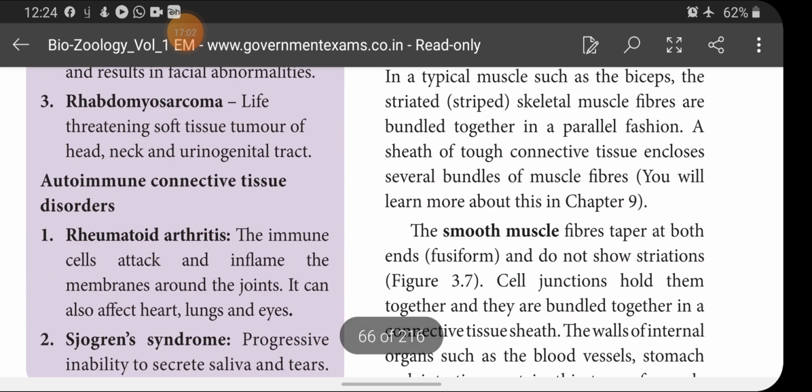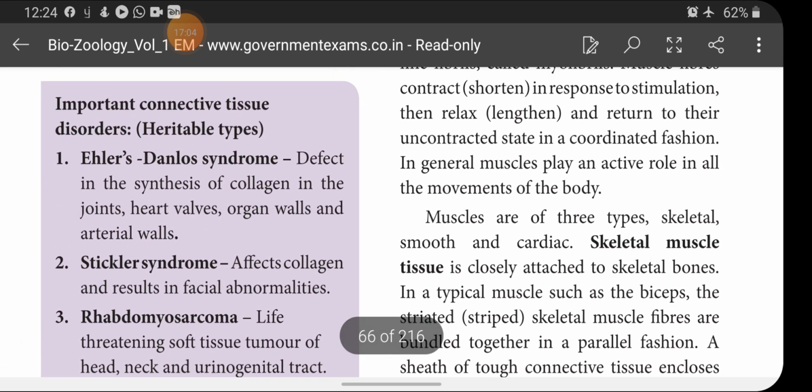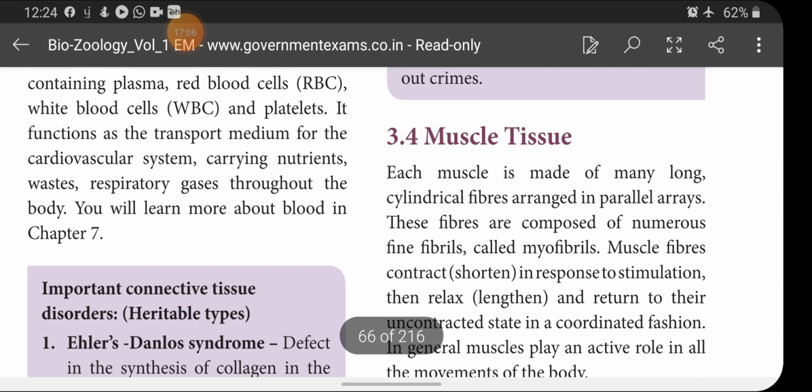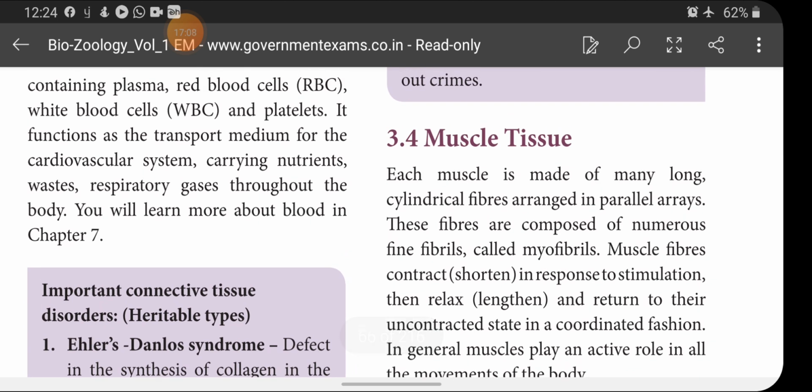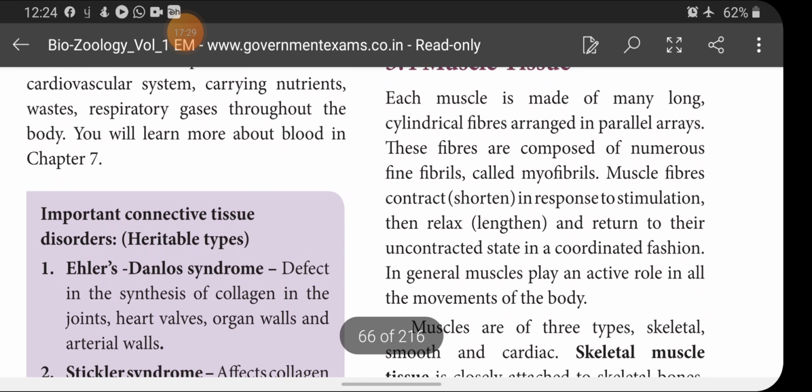Okay, and next we will enter into muscle tissue. Each muscle is made of many long cylindrical fibers arranged in parallel rays. These fibers are composed of numerous fine fibrils called myofibrils. Muscle fibers contract in response to stimulation, then relax and return to their uncontracted state in a coordinated fashion. In general, muscles play an active role in all the movement of the body.